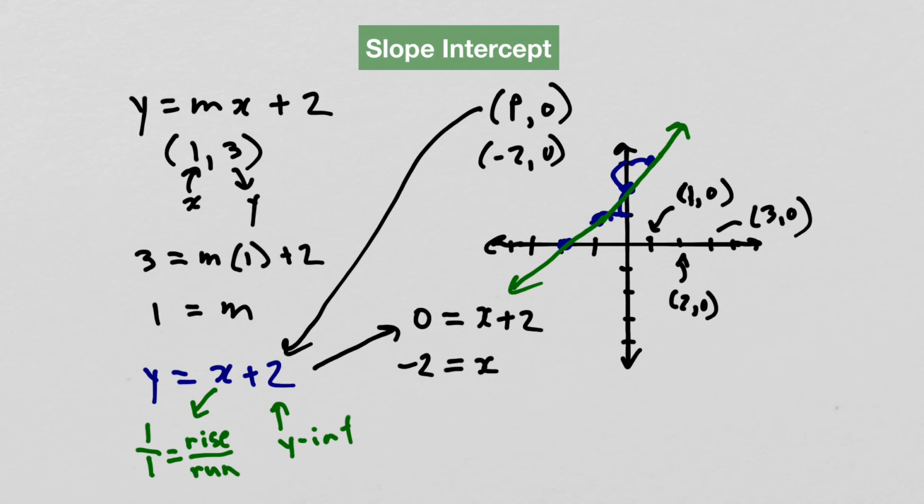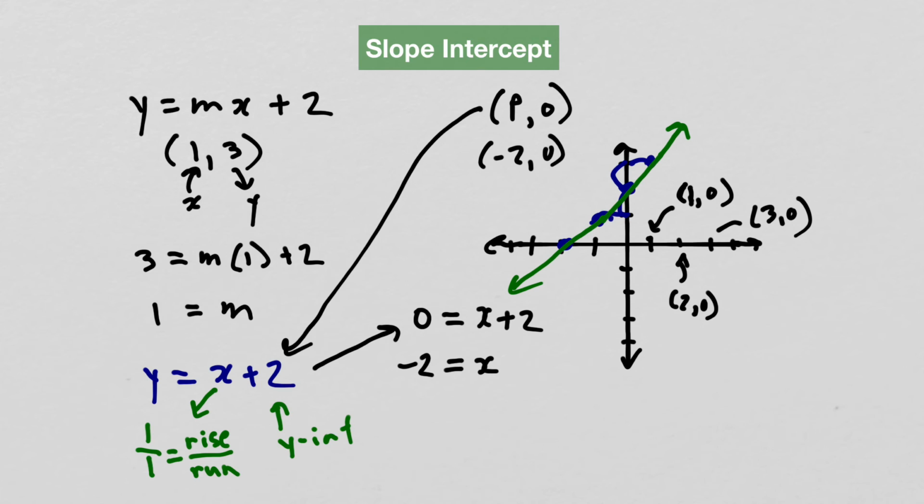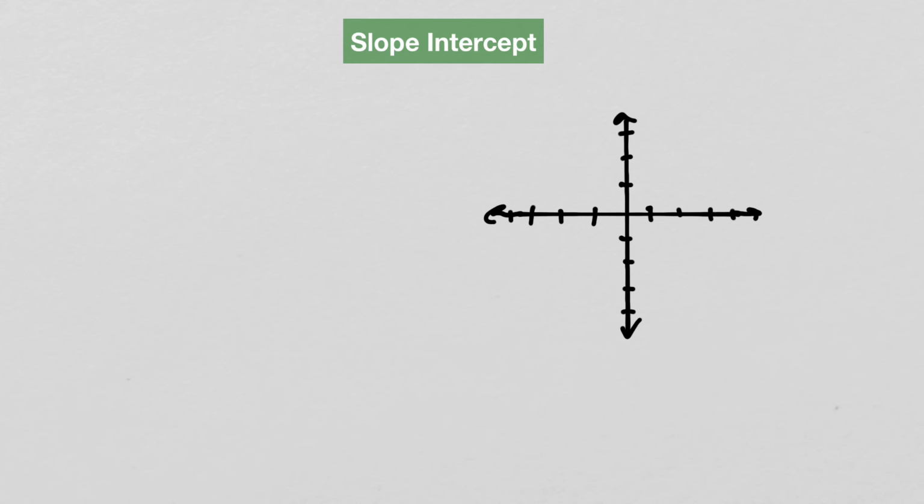So hopefully that made sense to you. Okay, let's try another problem. Let's suppose we're given 2 points: 1, comma 0, and 3, comma 2. And we need to find the equation of this line. How do we do this?